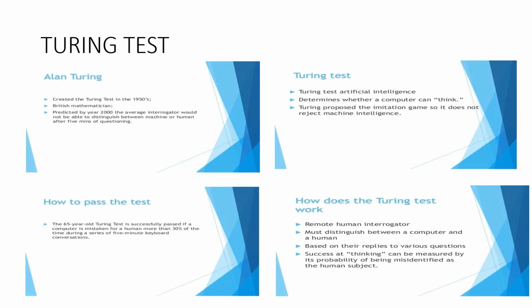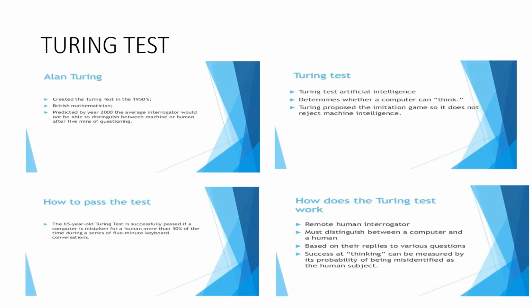The Turing test was created in the 1950s by Alan Turing, a British mathematician. He predicted that by the year 2000 the average interrogator would not be able to distinguish between a machine and a human after 5 minutes of questioning. So he predicted that after 2000 you would not be able to tell whether it is a machine or a human, because they would also have the same types of feelings. But we can't develop feelings in machines, right?